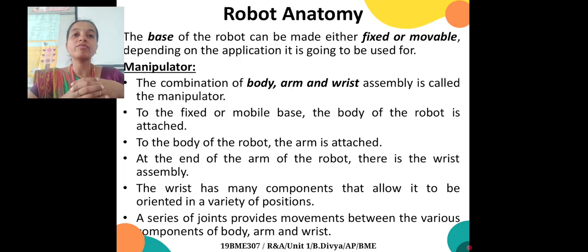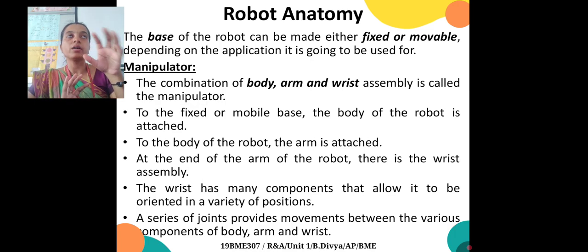Next, we have the manipulator. The combination of a body, arm and a wrist assembly is called the manipulator. The combination of body, arm and wrist. Body, we know the body of the robot. Arm, which is like a human arm. The robot will also have an arm and a wrist. The wrist is used to perform the operation for which the robot has been designed.